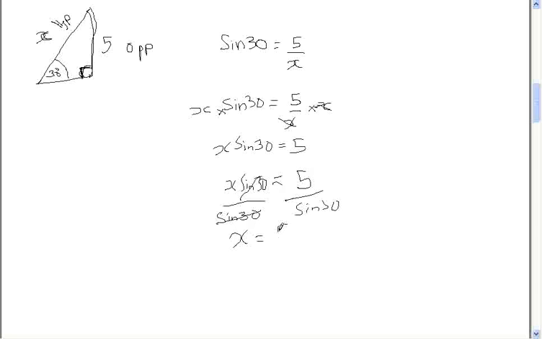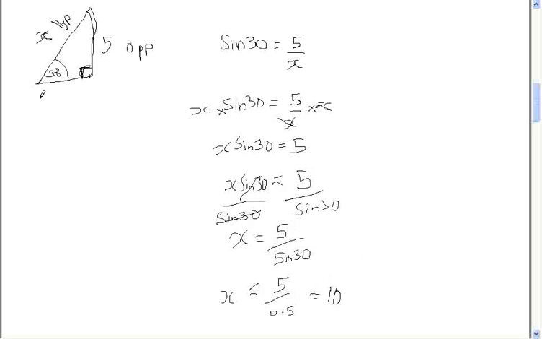And now what I will have to do is work out the value for sine 30. So if I turn on my calculator and type in sine 30, I get 0.5. So that is 5 over 0.5. Again, I tap that into my calculator and I get 10 as my answer. So this hypotenuse here, this side here, is in fact 10 units.